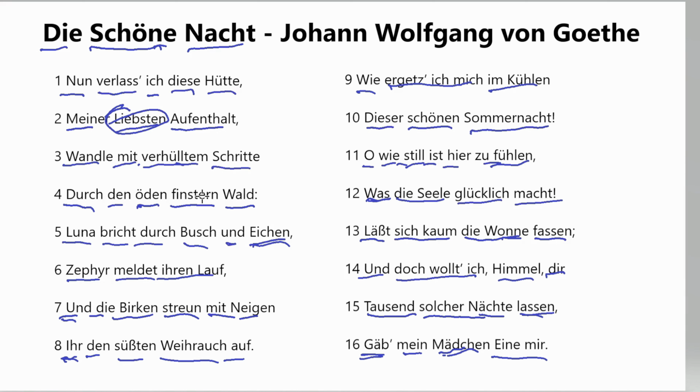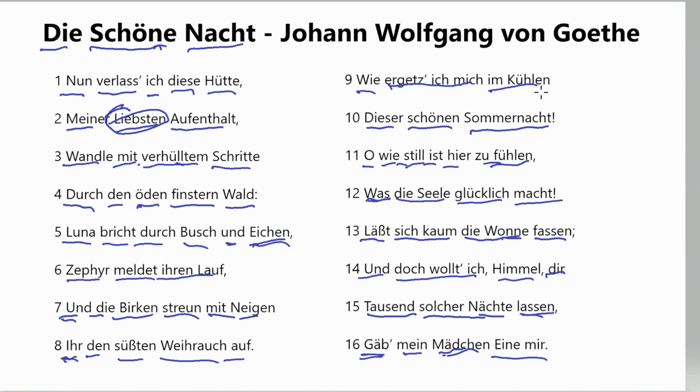Wandle mit verhülltem Schritte durch den öden, finstern Wald. Walking with muffled footsteps through the desolate, dark forest. Luna bricht durch Busch und Eichen. Zephyr meldet ihren Lauf. So the moon is breaking through bush and oak trees, and the breeze is making itself noticed. Und die Birken streuen mit Neigen ihren süßen Weichrauch auf. And the leaning birch trees distribute the sweetest incense on her.